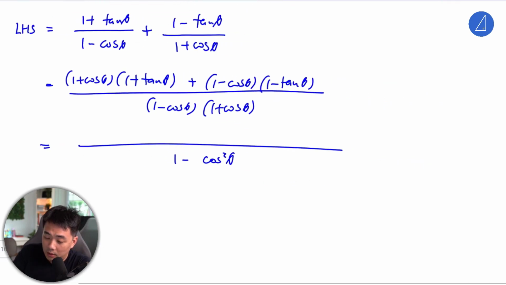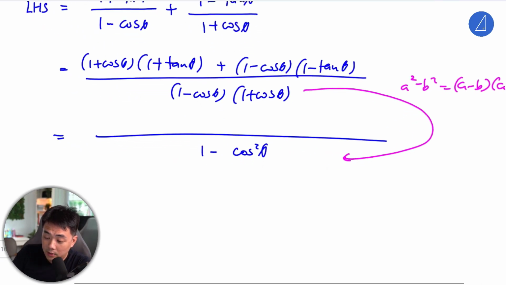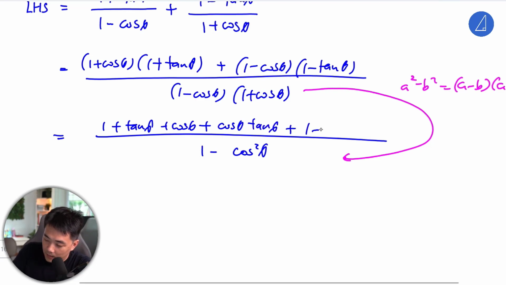From here to here, what you're going to get is a square minus b square is a minus b, a plus b, difference of squares. Then distribute this out, expand this out: tan theta plus cosine theta plus cosine theta. Tangent theta, can I just write it as sine over cos? Or maybe I just put it as tangent theta. Then this is 1 minus tangent theta minus cosine theta plus cosine theta tangent theta.